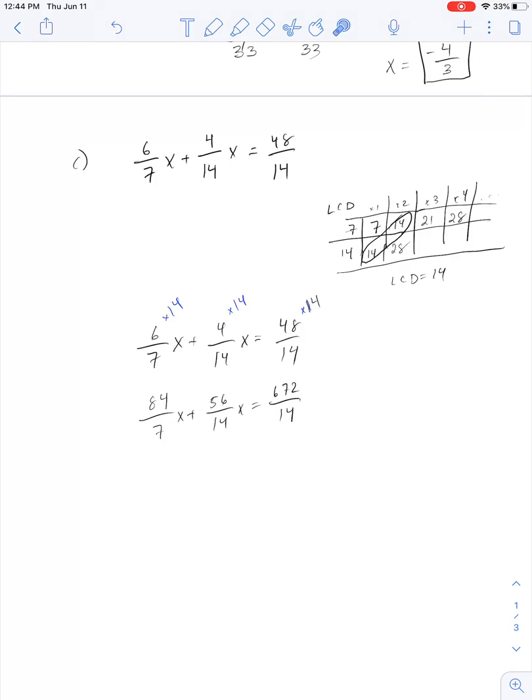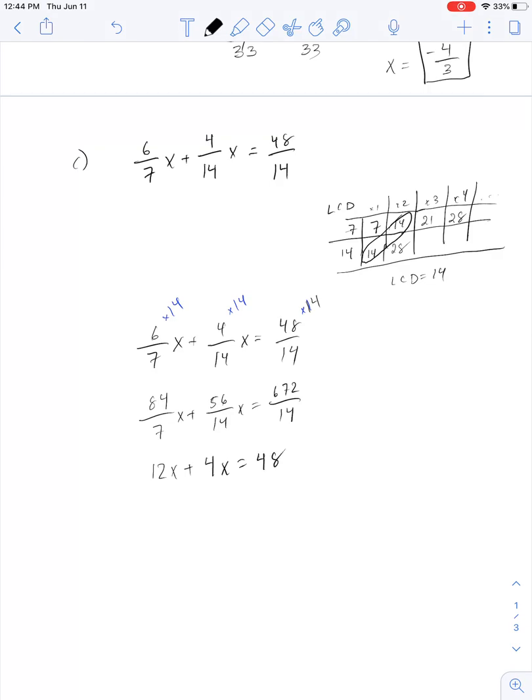Now divide. 84 divided by 7, well, now look at that. That's a 12x. 56 divided by 14, look at that. That's just a 4x. 672 divided by 14, look at that. That's a 48.